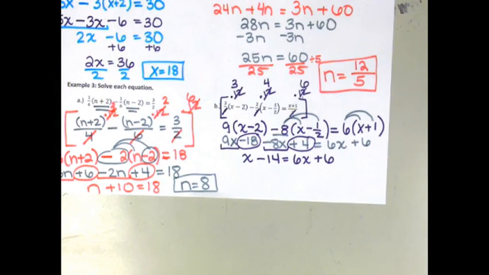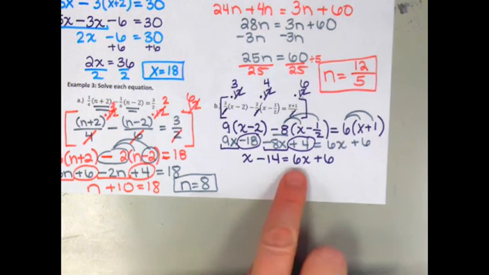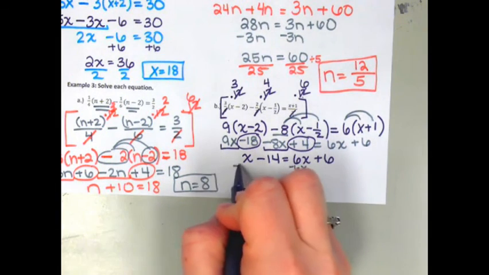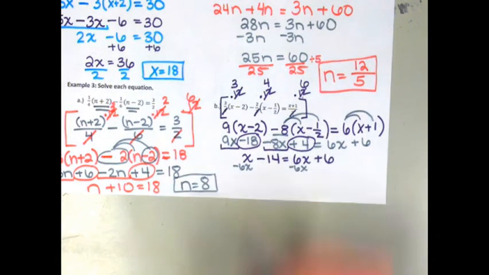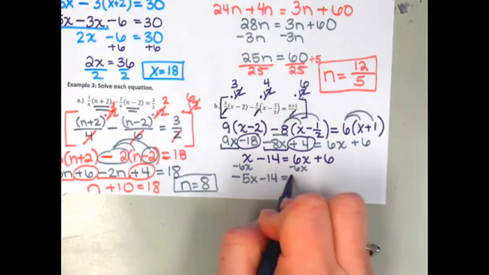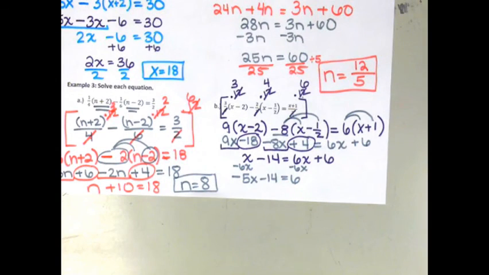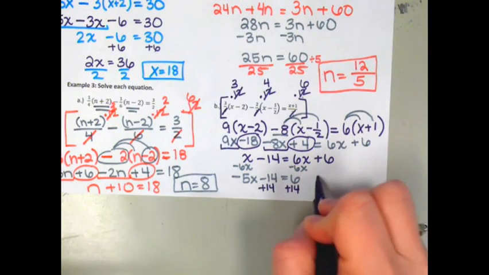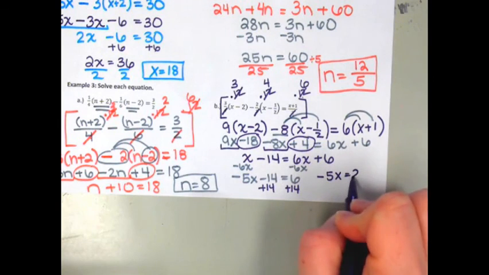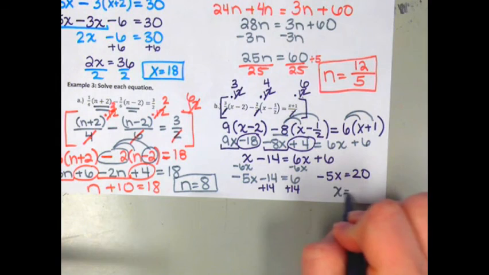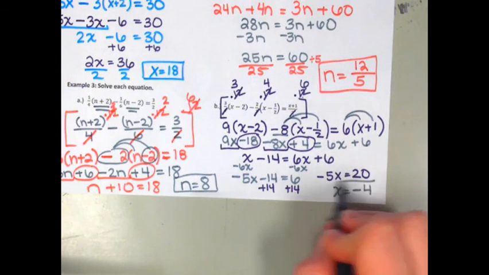All right, do you guys want to move the x or the 6x? 6x, and how do I move a 6x over? Subtract it. And what's 1 minus 6? -5x minus 14 equals 6. And then how do I move that 14? Add 14. So we have -5x equals 20. And then what? Divide by -5. So x is equal to -4. Got it. There you go.